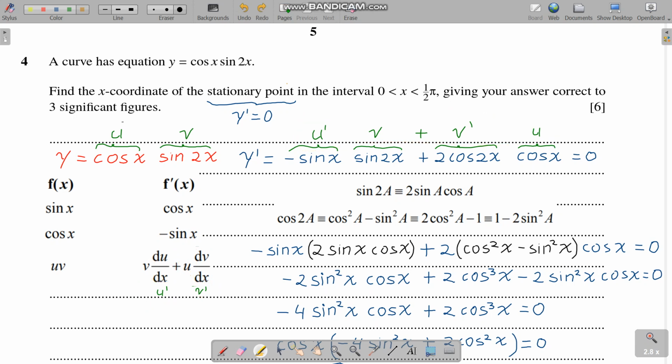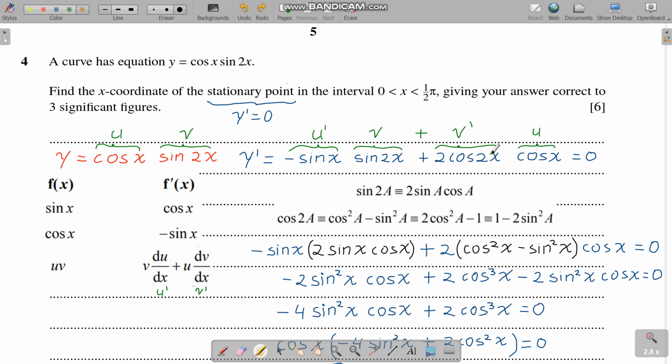If the u is cos x, the u prime is, using this formula, minus sine x, and if the v is sine 2x, using this formula, the v prime is cos 2x but times 2 because of the chain rule. So we have to multiply by the derivative of 2x. Now we have the y prime.